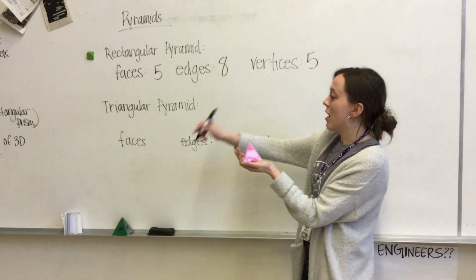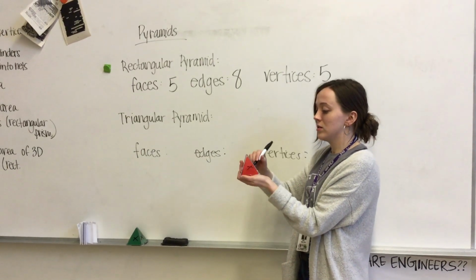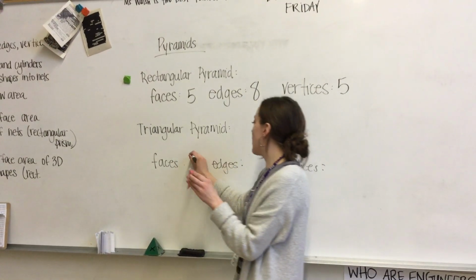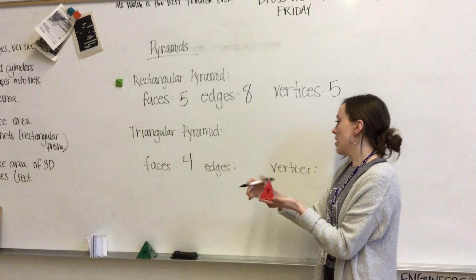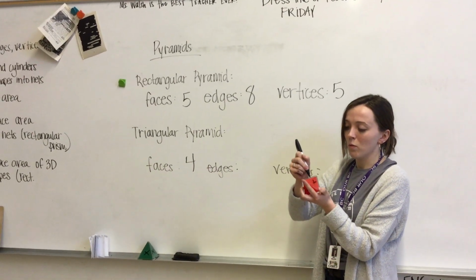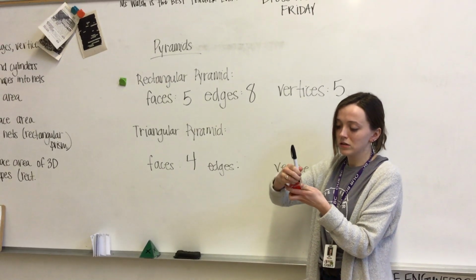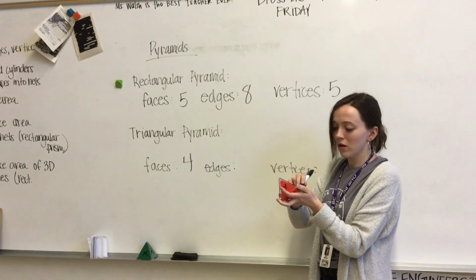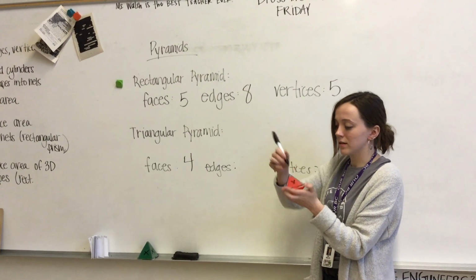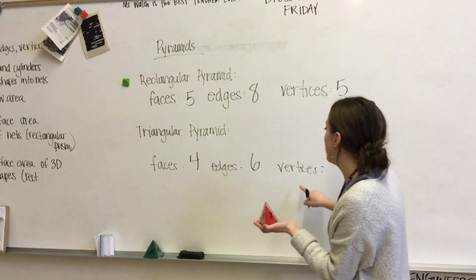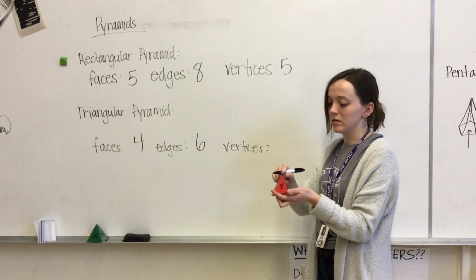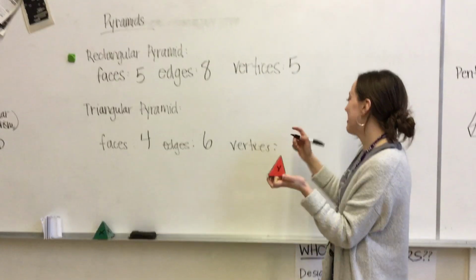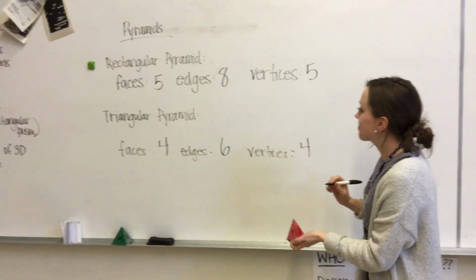Woo! All right, so I'm going to count the faces again. 1, 2, 3, 4. 4 faces, so 4 flats. Edges now. 1, 2, 3, 4, 5, 6. And vertices are our points. 1, if I was Sleeping Beauty, poke my finger. 1, 2, 3, 4 vertices. All right.